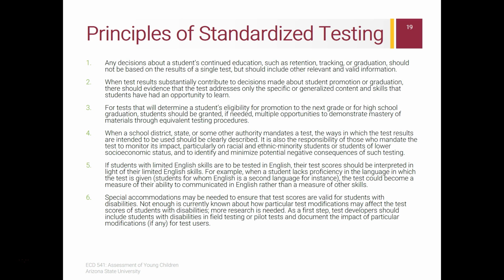Number 6. Special accommodations may be needed to ensure the test scores are valid for students with disabilities. Not enough is currently known about how particular test modifications may affect the test scores of students with disabilities. More research is needed. As a first step, test developers should include students with disabilities in field testing or pilot tests and document the impact of particular modifications, if any, for test users.